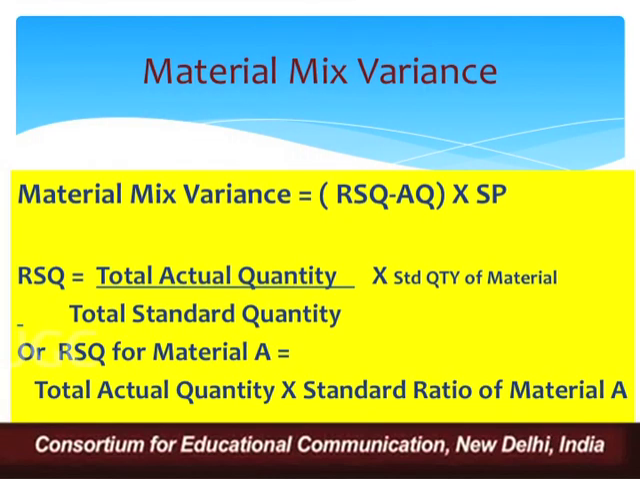Now the question comes, what is the formula for material mix variance? The formula is revised standard quantity minus actual quantity into standard price. Here you are introduced to a completely new term called revised standard quantity. My dear students, first I'll explain what revised standard quantity is, and then I'll tell you the two different ways of calculating RSQ or revised standard quantity. Let me first start with the formula: revised standard quantity minus actual quantity into standard price. Actual quantity you know, and standard price of material you understand.